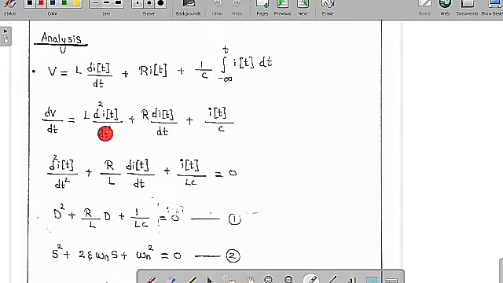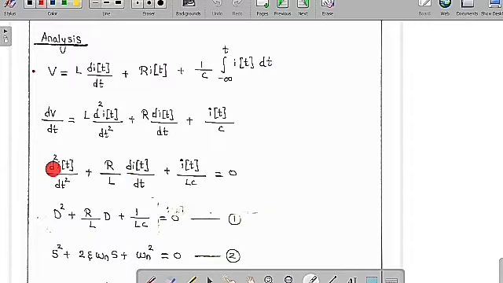Now I am going to take the derivative with respect to time on the LHS and also on the RHS. Then I am going to get dV by dt is equal to L into d square I by dt square plus R into di of t by dt, plus I of t by C. This dV by dt is the differentiation of a constant value, so we are going to get 0. Therefore this part will be 0, and now I am going to divide by L on the LHS and also on the RHS.